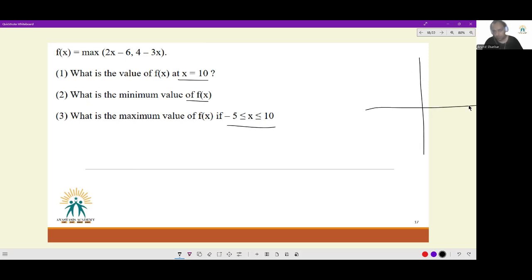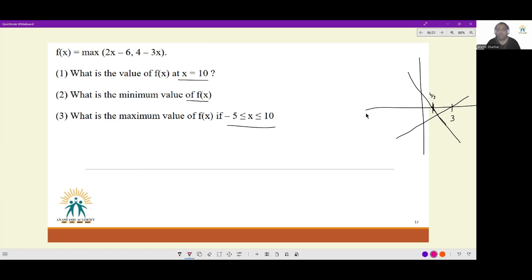First one, the root would be 3, and the slope would be 2, something like this. This is 3, this is 2. Here, the slope would be minus 3, and the root for 4 minus 3x this time would be 4 by 3. The root will be 4 by 3. And the line will be going something like this. This is how the graph would look.